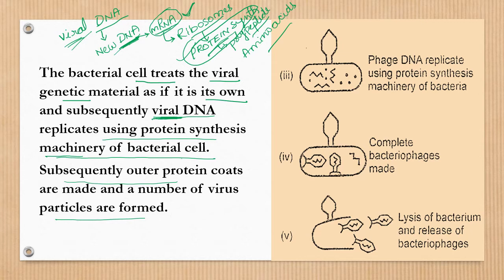The bacteriophage enters, where the bacteriophage DNA replicates. So these are all replicated by using the machinery of the bacteria, and it forms the new DNA. And this DNA, using the protein synthesis machinery of bacterial cells, forms its protein coat around the DNA of the virus. And the new viral particles lyse, break the bacterial wall, and release the bacteriophages.